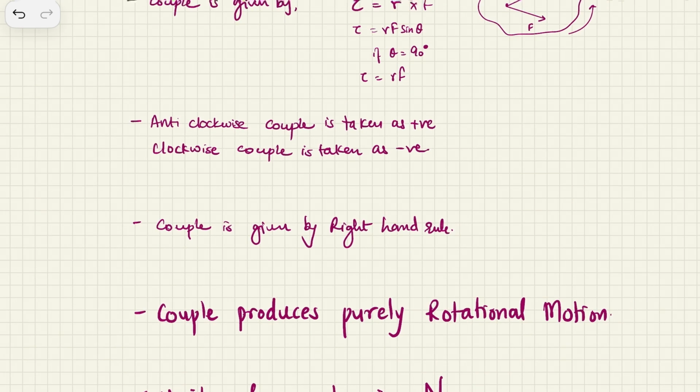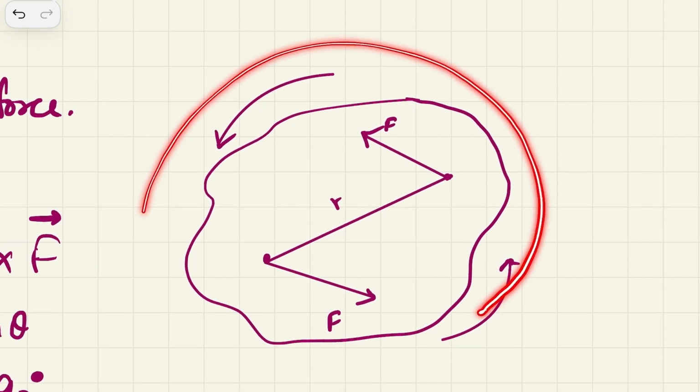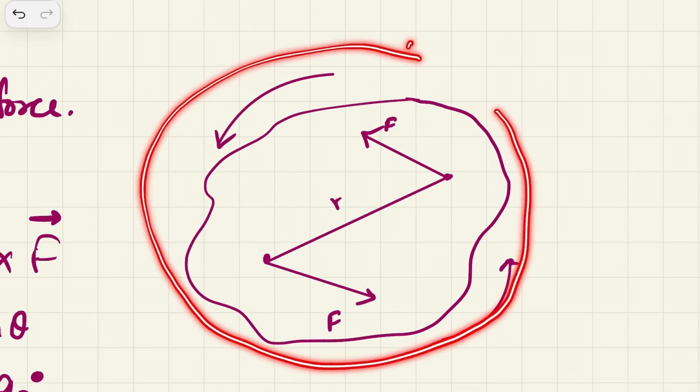If the body is moving in this direction, because it is moving in the anti-clockwise sense, the couple is coming out of the page, out of the screen. Had this body been moving in a clockwise direction, the couple would have been going into the screen.